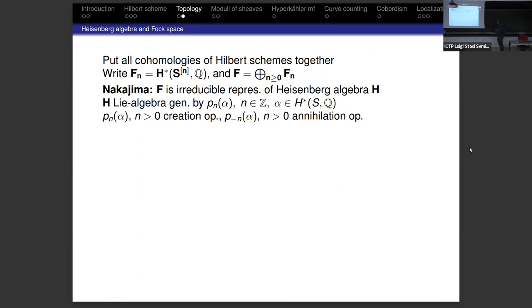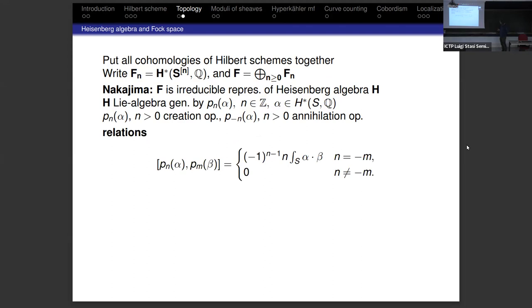And so what is this Heisenberg algebra? It's an infinite dimensional Lie algebra generated by some operators P_n(alpha), with n an integer and alpha a homology class. The ones with positive n we call the creation operators, the ones with negative n the annihilation operators. And we have this Heisenberg algebra relation, that most of the time these operators commute.